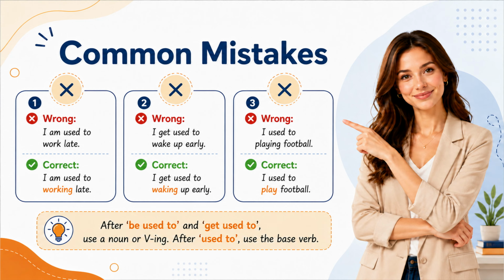The third incorrect sentence is, I used to playing football. This is wrong because after used to, we need the base verb. The correct sentence is, I used to play football. So remember, after be used to and get used to, use a noun or ing. After used to, use the base form of the verb.